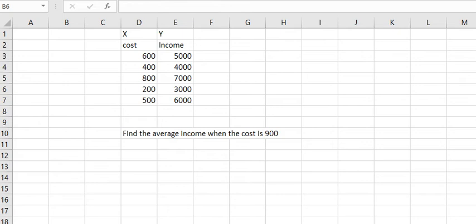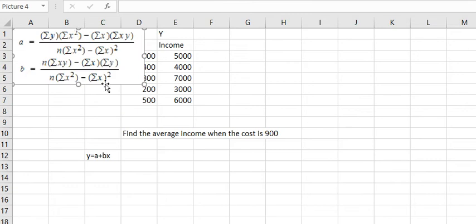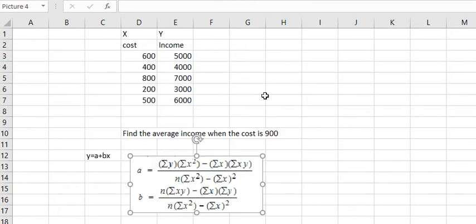The topic today is about the regression line. Now I will show you how to answer. The line should be y equals a plus bx. Now we need to find a and b. The formula to find a and b should be like this.